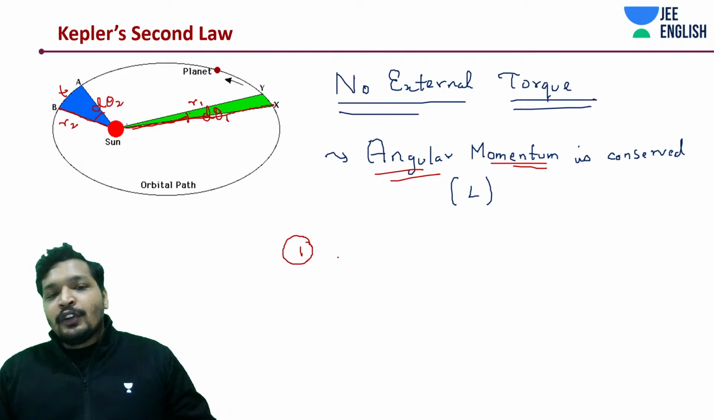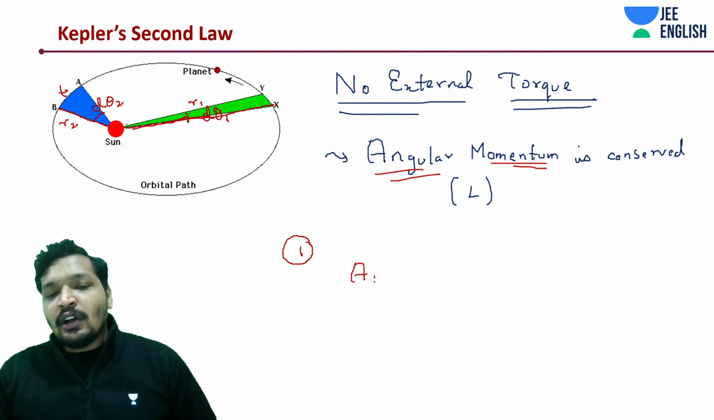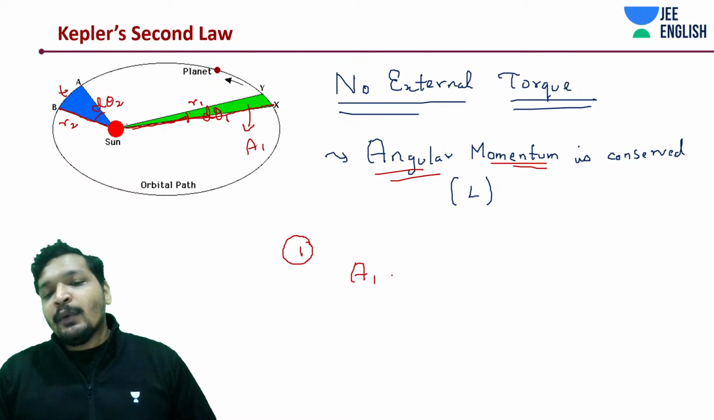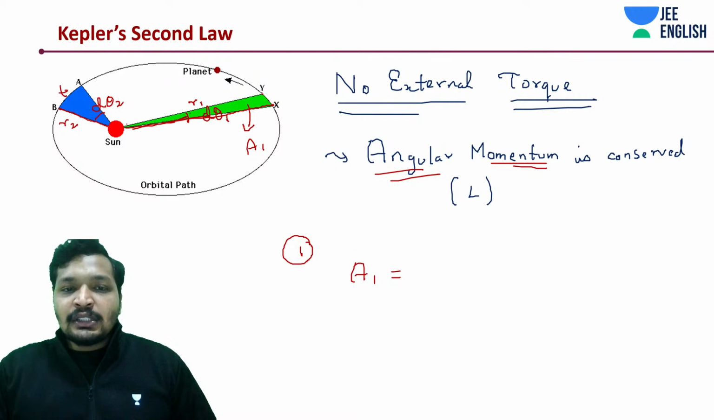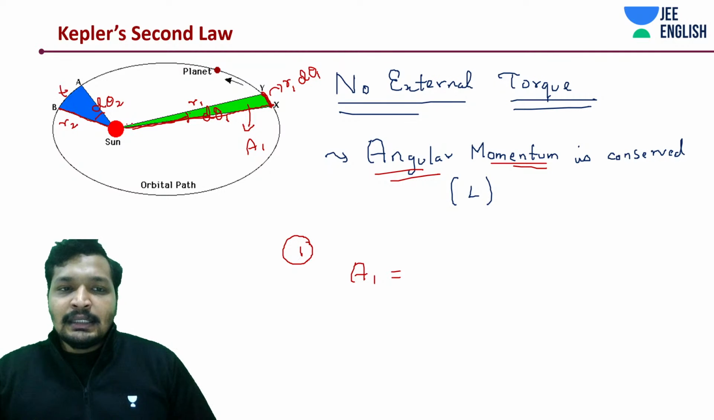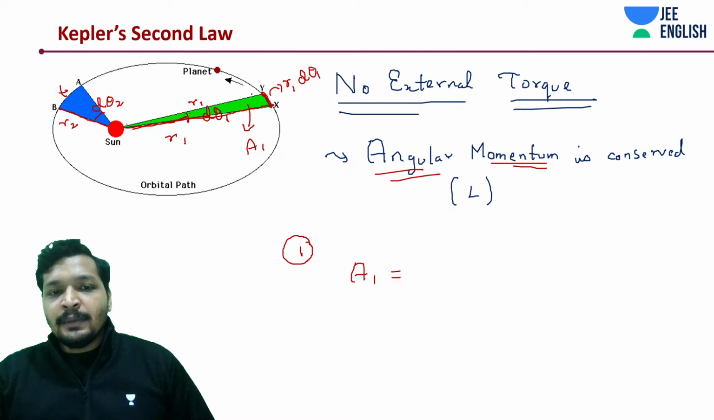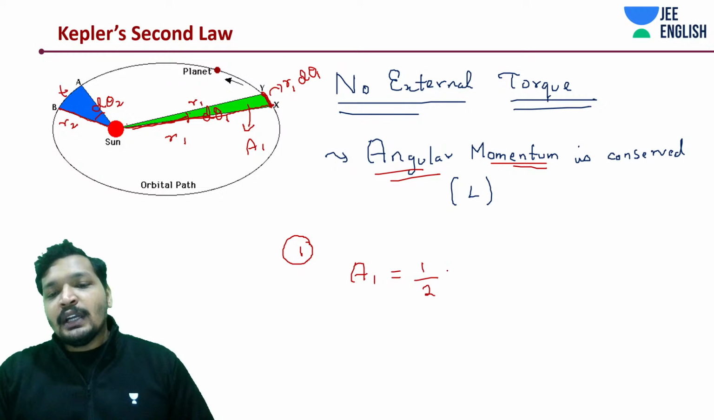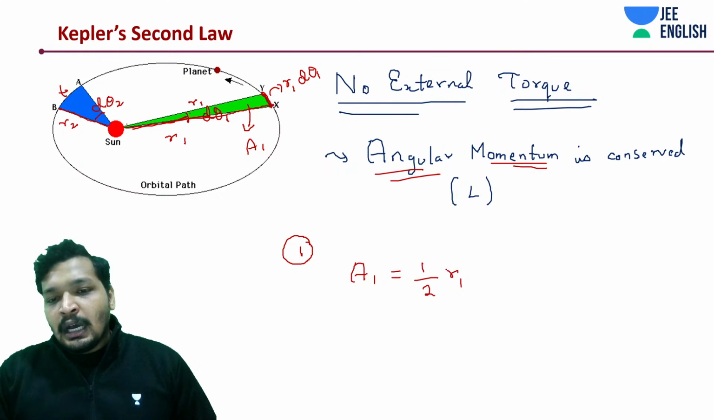So let's first of all do this. How much is the area A1? Let's call this green area A1. A1 area is how much? This is going to be R1 d theta 1. And this is R1, as you know, this whole thing. And how much is this area going to be? Half of R1 d R1 into R1 d theta 1.